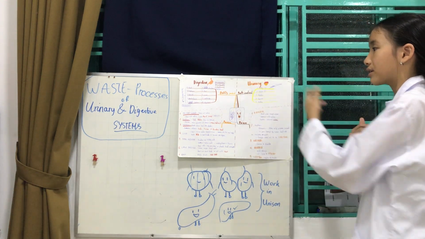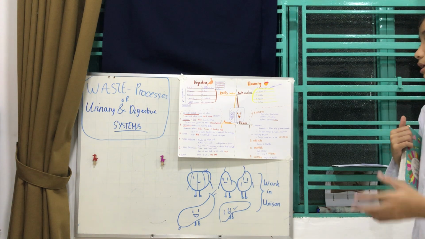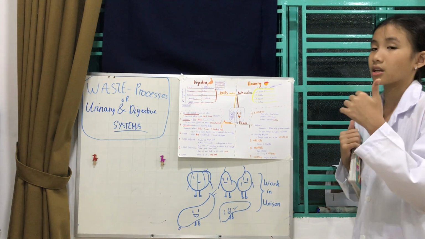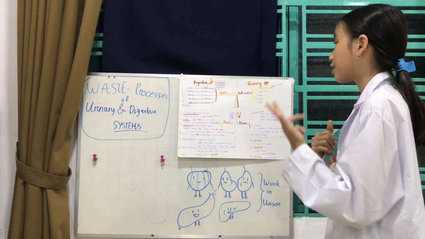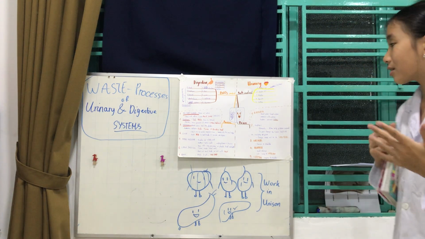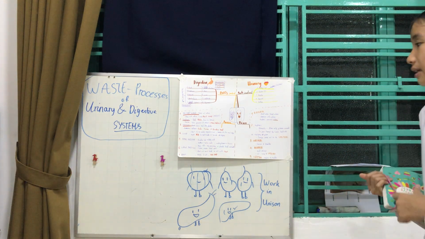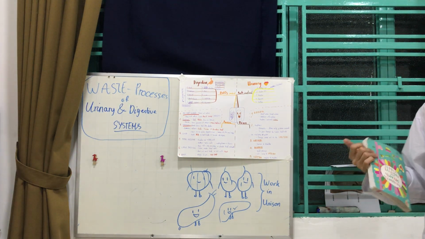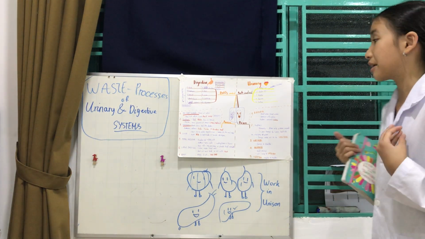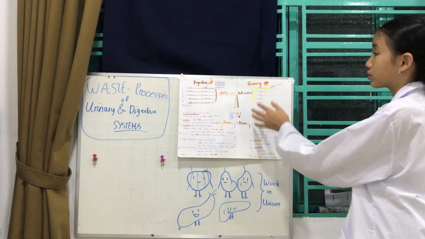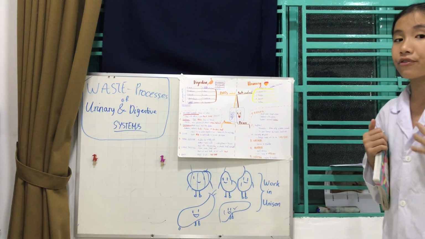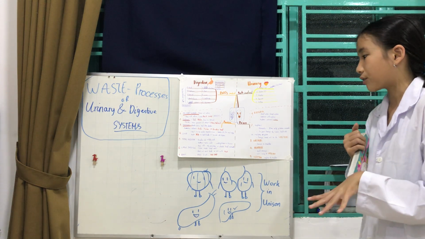How about the urinary system? The urinary system has 5 main parts. The first part is the kidneys, then the ureters, bladder, sphincter, and the urethra. The kidneys will help to filter out the blood and then create urine. In those kidneys, we will have nephrons, about 1 million nephrons.